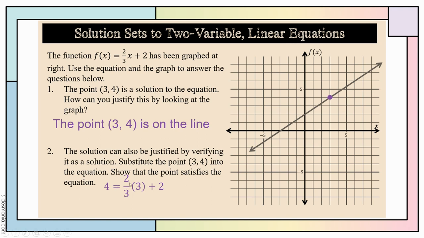All right, so then we'll take 2/3 times 3. 3 divided by 3 is 1. 1 times 2 is 2. 2 plus 2 gives us 4. So we're left with 4 equals 4, which is a true statement. So that shows that 3, 4 satisfies that equation. And we also see that 3, 4 is on the line.